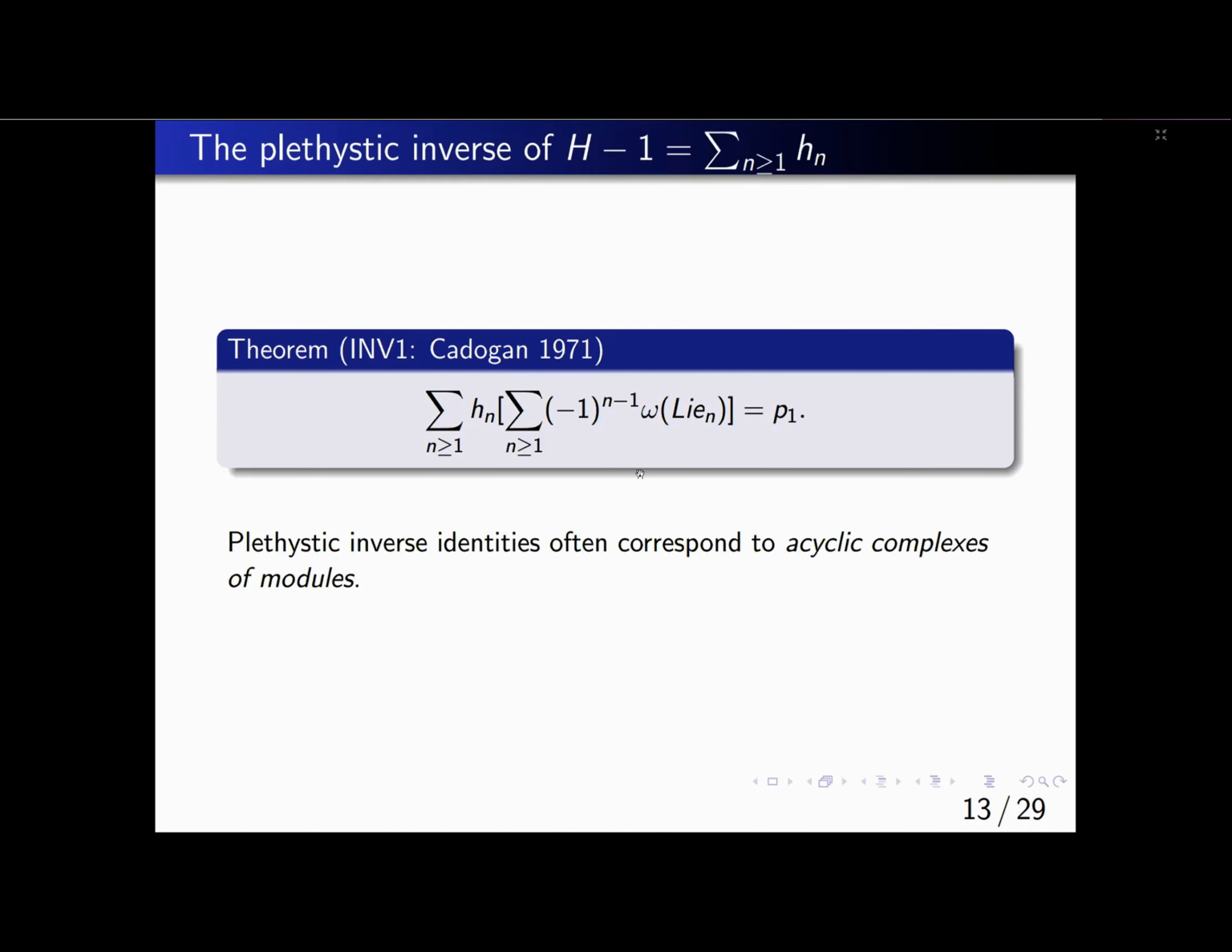Again, possibly the first instance of a plethystic inverse identity is this formula of Cadogan, Charles Cadogan, I think. And he was from Jamaica, by the way. He discovered this in the context of doing something with graphs. The way he stated this is in terms of cycle indicators. And then when all the algebraic combinatorics started, people realized that you could write it like this as a plethystic identity with symmetric functions. But anyway, plethystic inverse identities are interesting because they often correspond to acyclic complexes of modules. So in a lot of the work I've done, when I look for plethystic identities, I always look for acyclic complexes.